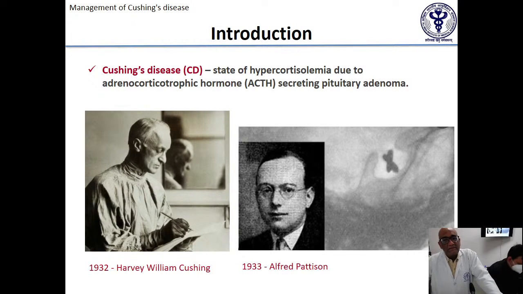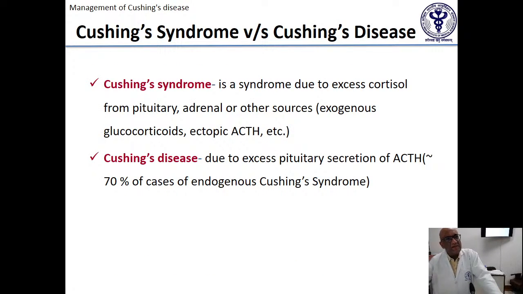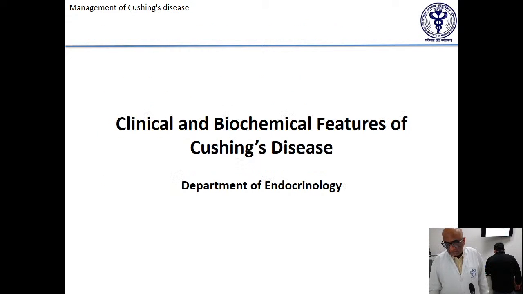We have to understand that Cushing's disease is hypercortisolemia because of ACTH adenomas in the pituitary gland, the so-called pituitary adenomas. There is a difference between Cushing syndrome, which is a syndrome because of cortisol excess, which can be because of pituitary, adrenal, even exogenous or iatrogenic causes because of medications, and Cushing's disease. So I would like to invite Dr. Setu, under the guidance of Dr. Rajesh Kargawat, who will be presenting the clinical and biochemical features.